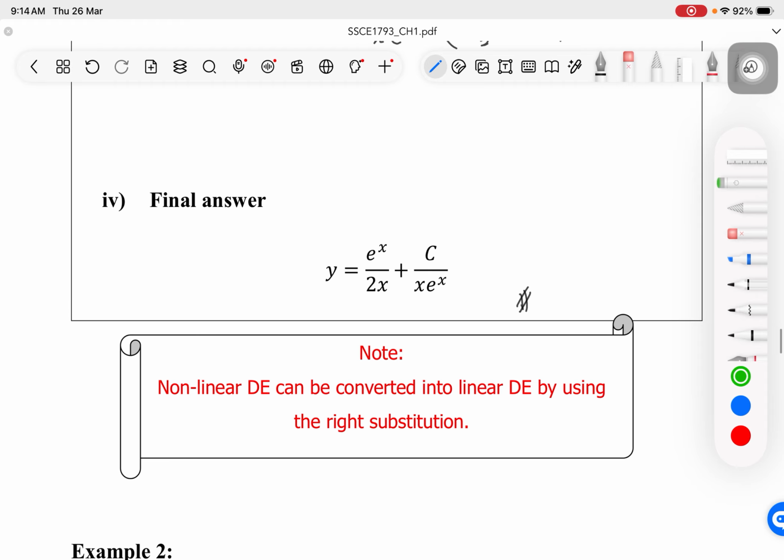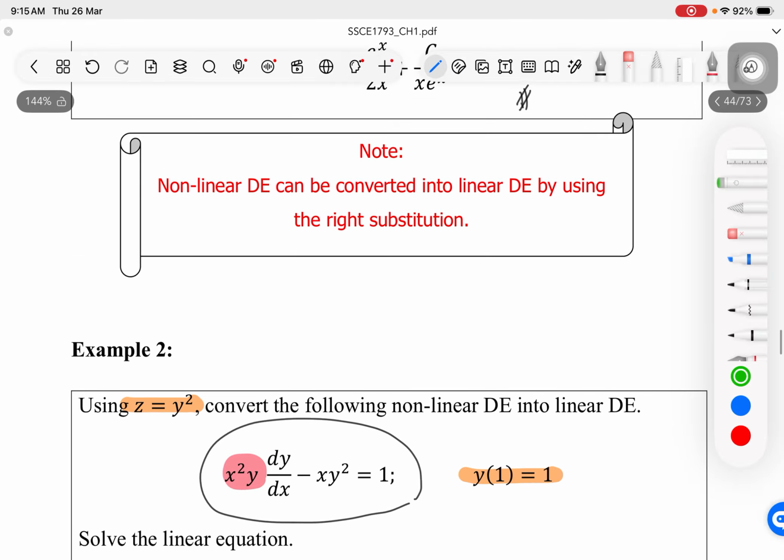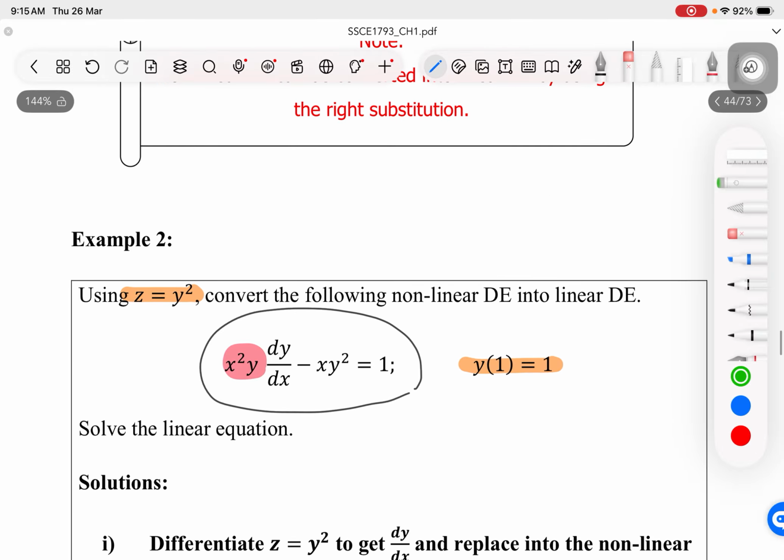If the equation is non-linear, we can convert the non-linear equation to become a linear DE with the right substitution. Same goes for separable and homogeneous: if in the beginning the equation is not separable or not homogeneous, and we want to make it separable or homogeneous, we need to use the right substitution. Now let's see an example of using substitution.